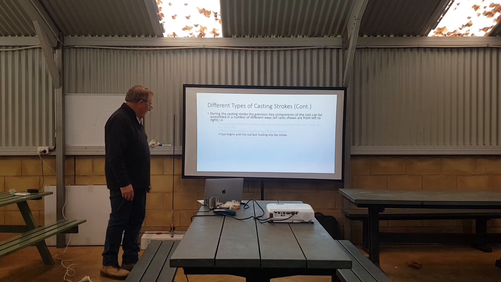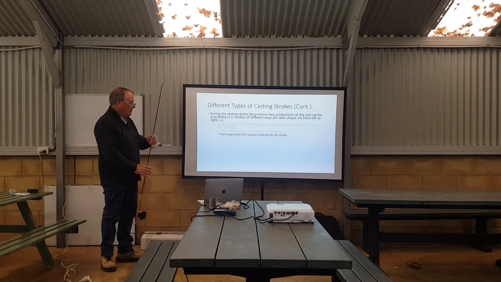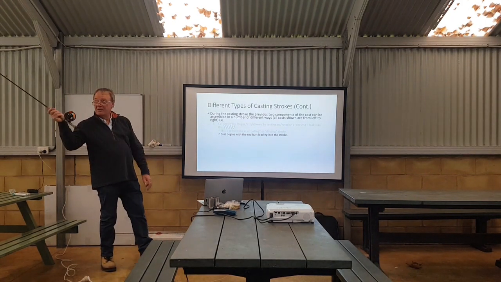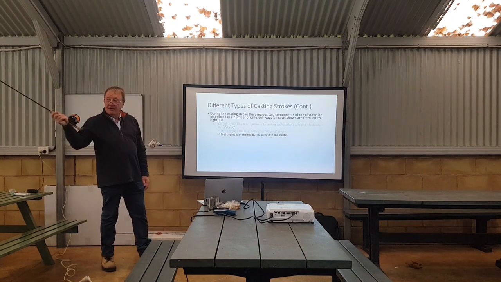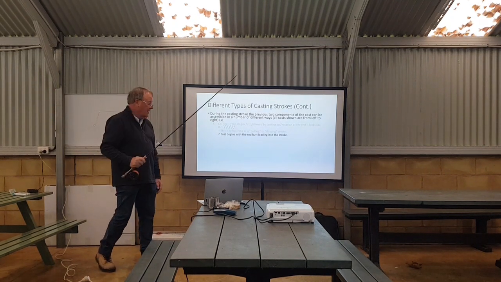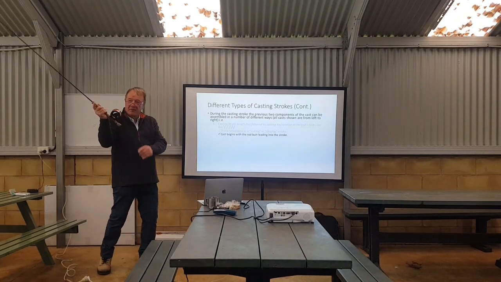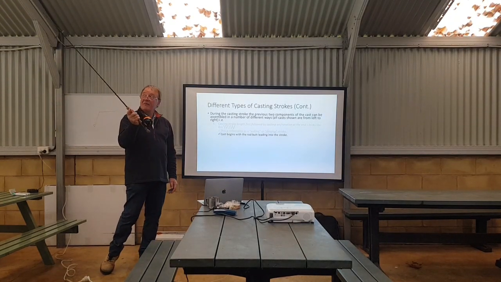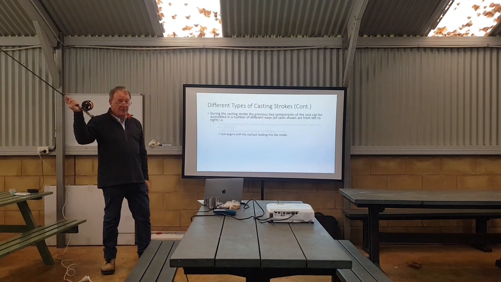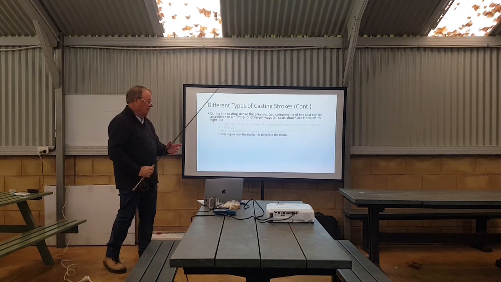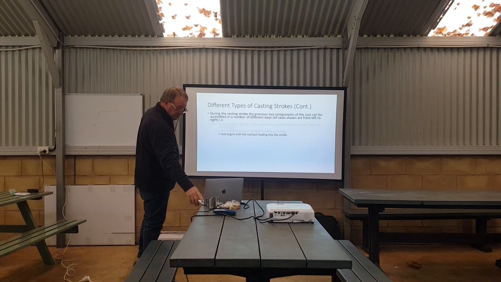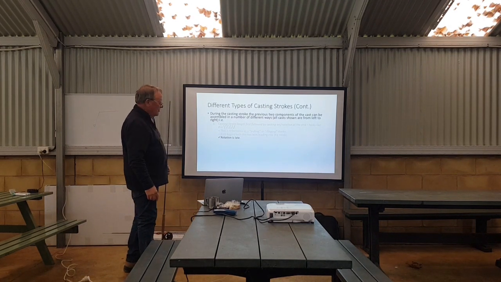In this case, the cast begins with the rod butt leading into the stroke, so the actual cast looks something like that. So we pull first, and then we turn it over at the end. And you'll see as we go a fair way through the stroke, the rod butt is leading into the cast, the tip staying behind the butt until right at the end. Rotation's late in this case.